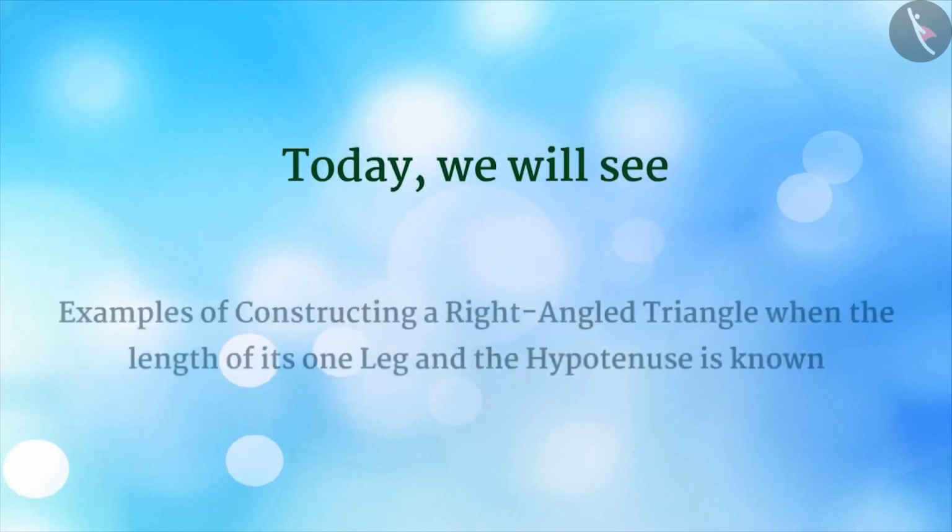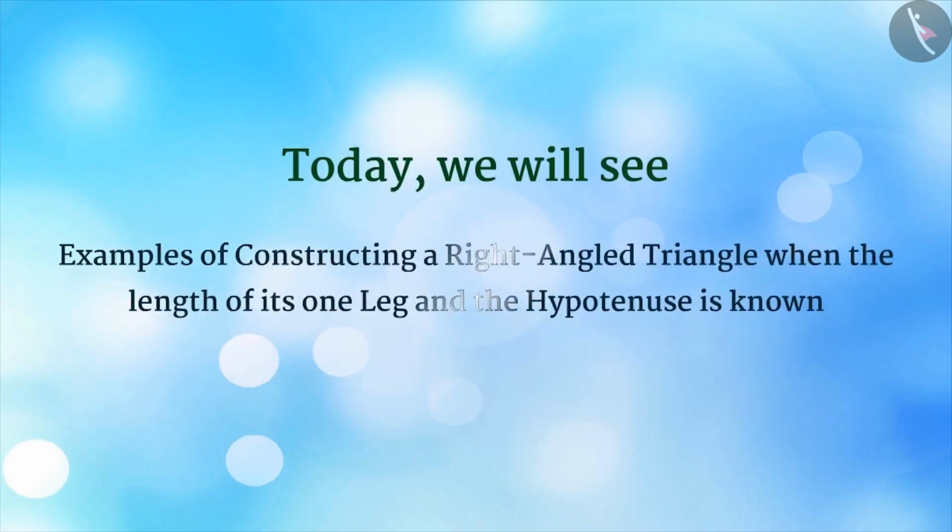Today we will see some examples related to the construction of a right-angled triangle when the length of its one leg and hypotenuse is known.